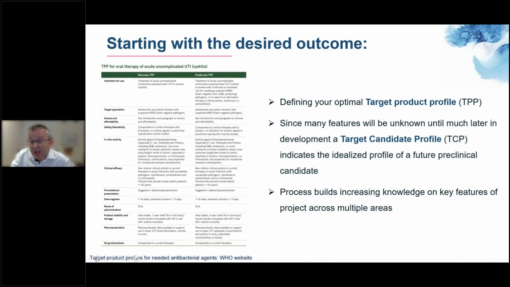And also, because you can't know at the outset many of the clinical features of a product, an intermediate stage might be assessing what you want in a target candidate profile, where you want to end up at the end of the research phase, okay? And every stage, from hit identification to hit to lead and so on, increasingly builds knowledge across all of the features of your candidate profile, from chemistry, microbiology, and toxicology.